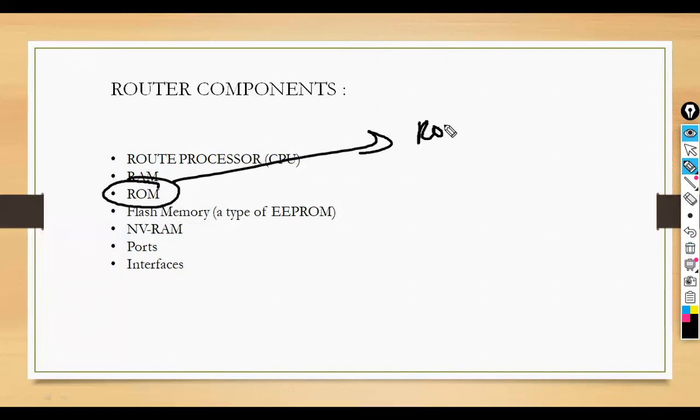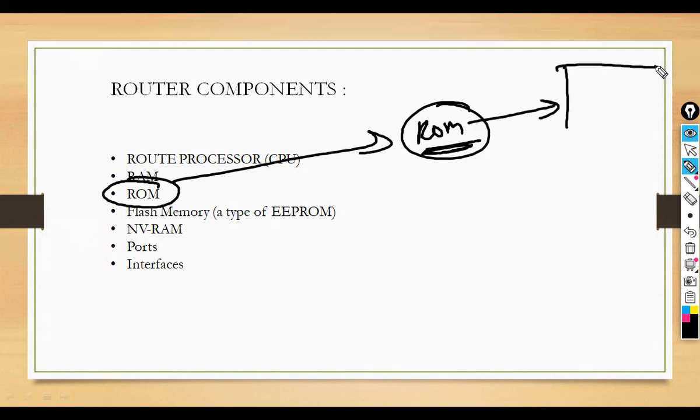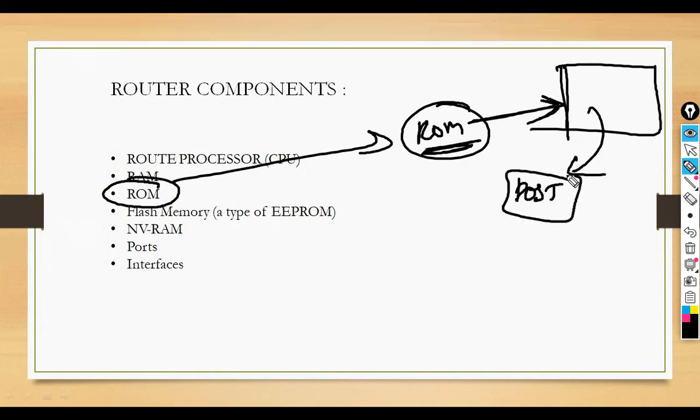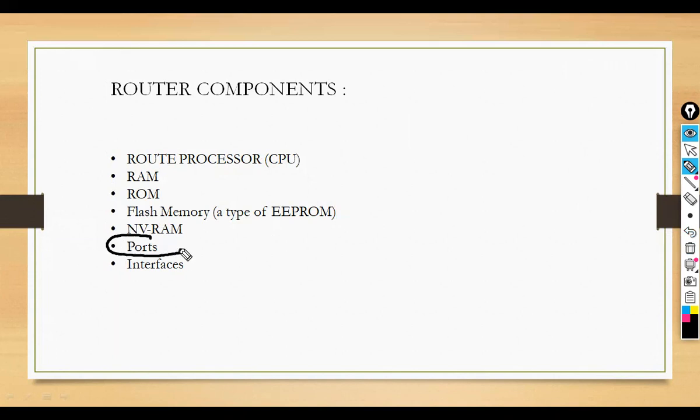ROM, of course, is read-only memory. Whenever you manufacture the router, you will burn these values into the ROM, and there will be certain programs already defined in the ROM. Example: POST, power-on self-test. Getting it? Okay. Now you have some more things: ports and interfaces.